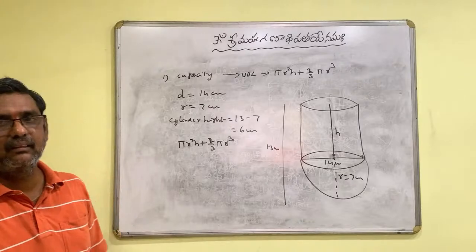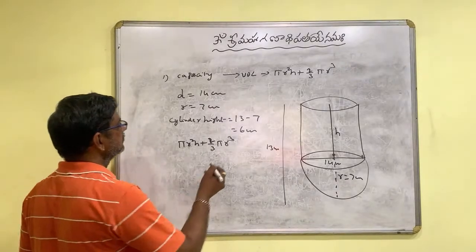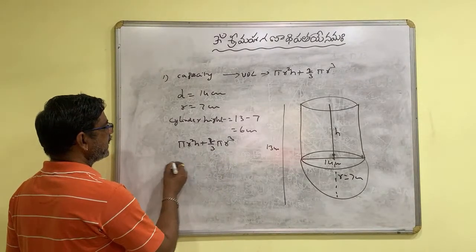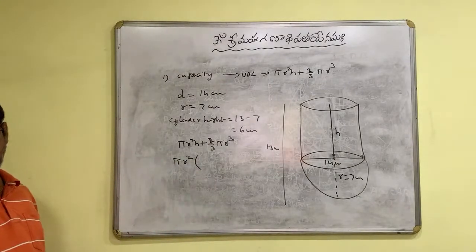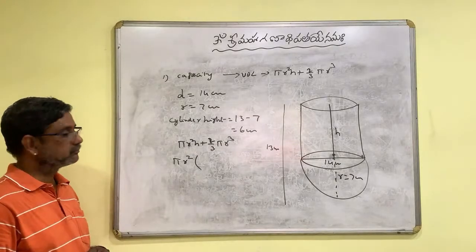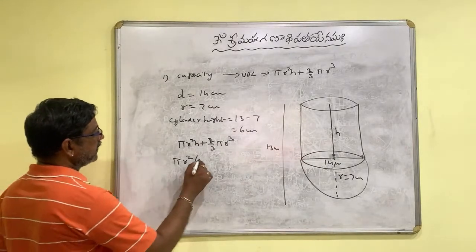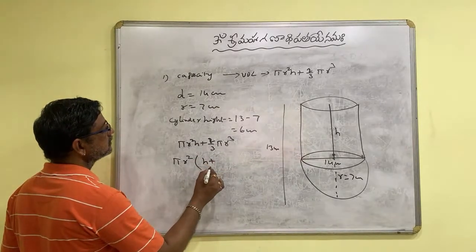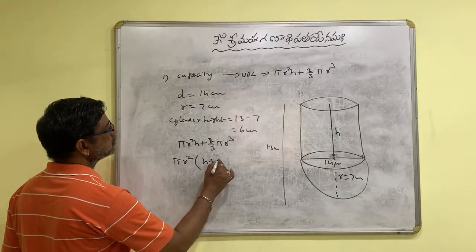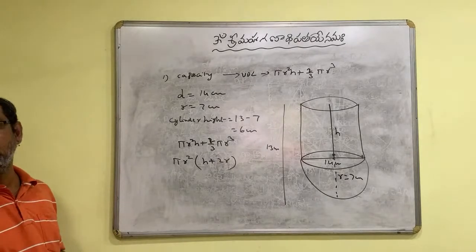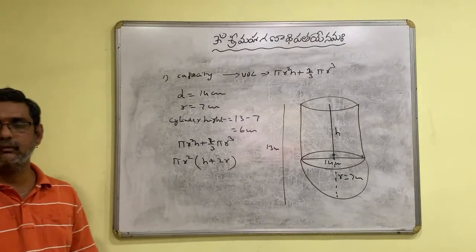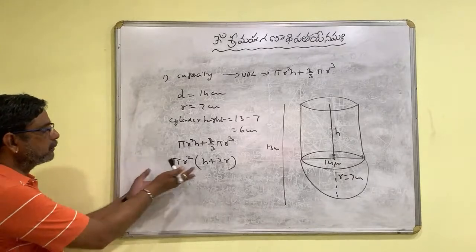Right. Now what I do here is I take pi r square common. So what is remaining here? H plus 2r. Okay na? Now substitute the values.